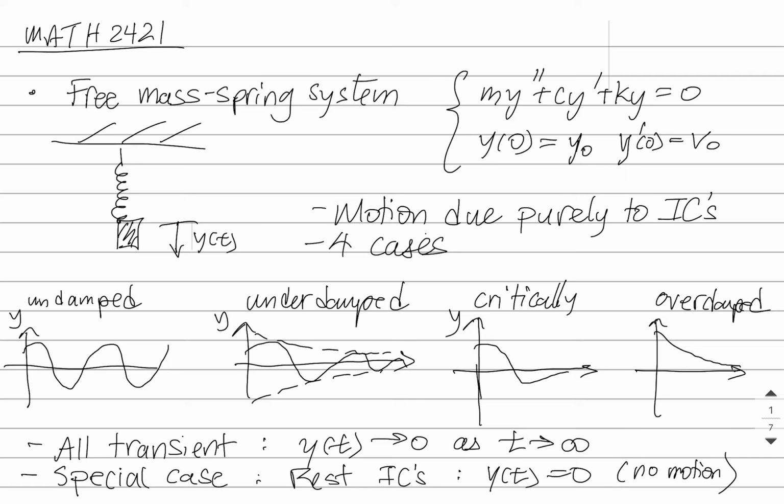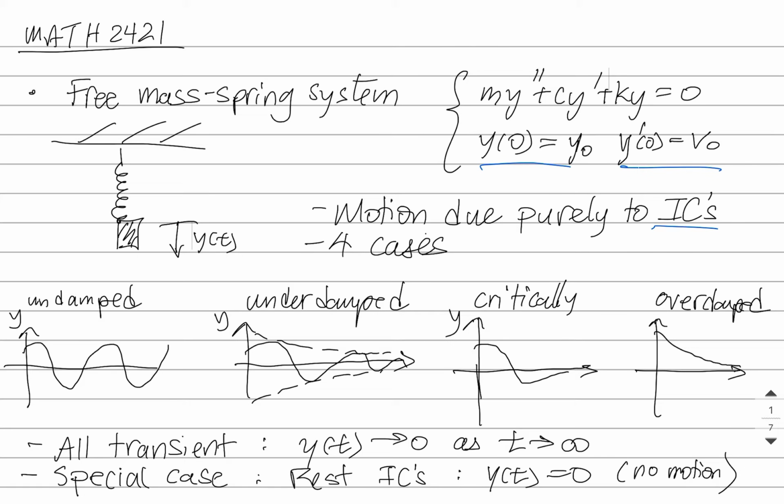Now remember, the free mass spring system was given by this initial value problem where we had a mass that was in a damped medium and is providing a damping force that prevents the motion of the spring. Any motion that happens in this particular case is due purely to the initial conditions, the initial position and the initial velocity. So you could imagine that if you held the spring below its equilibrium position and you let it go, it would start to bounce back and forth.